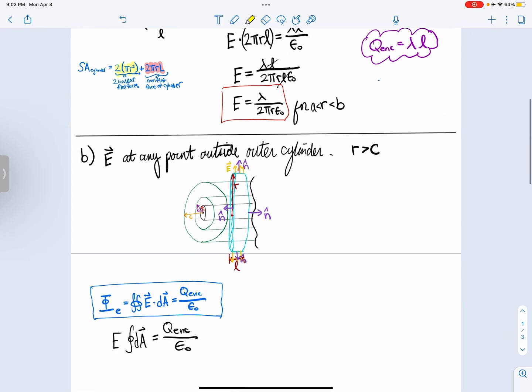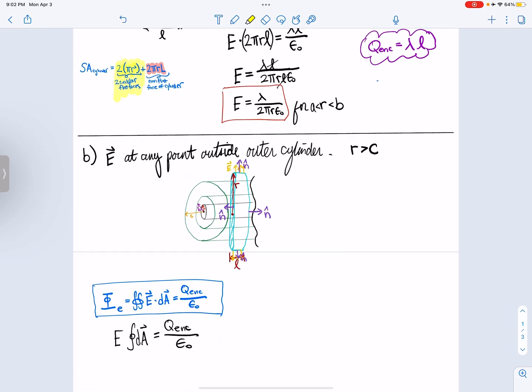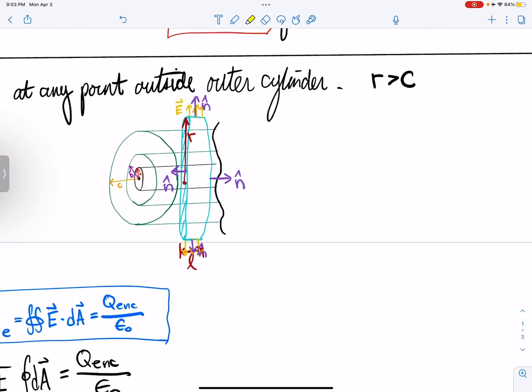Again, I'm going to ignore these two circular flat faces terms because the electric field is 0 when the normal vector is perpendicular with the electric field. So I'm just going to focus on this term, the non-flat face of the cylinder, the side of the cylinder, because my normal vector for my Gaussian surface is parallel with the electric field.